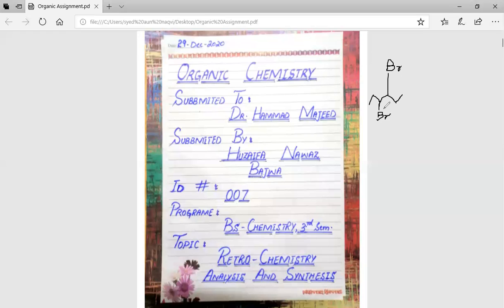So 3,4-dibromohexane: if we wish to make this product from acetylene, that is HC triple bond CH. If we are given this reagent and asked to synthesize this product, then this is organic synthesis. Now coming towards my topic, which is retrosynthesis.